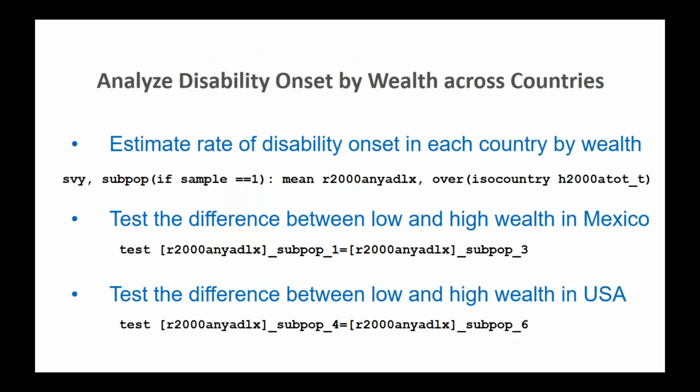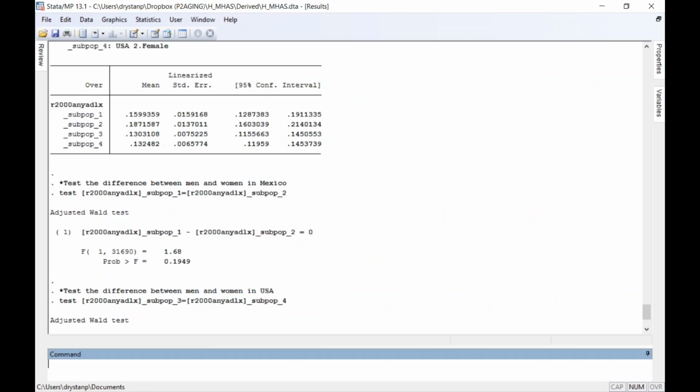So again, this is going to look really similar. In our over command, instead of saying ISO country RA gender, we're going to put in our wealth tertile variables. So we know we have three wealth tertile variables for each country, so we're going to get six estimates, three for each country, and then we can test that difference.